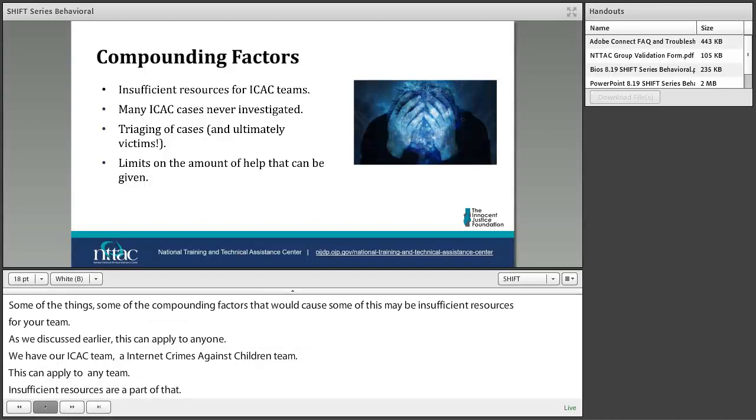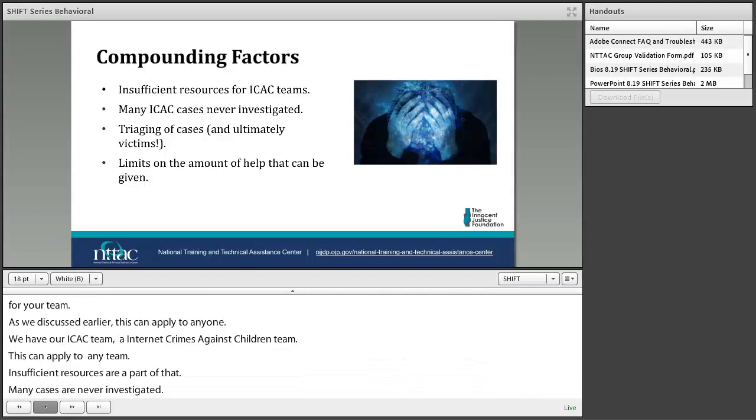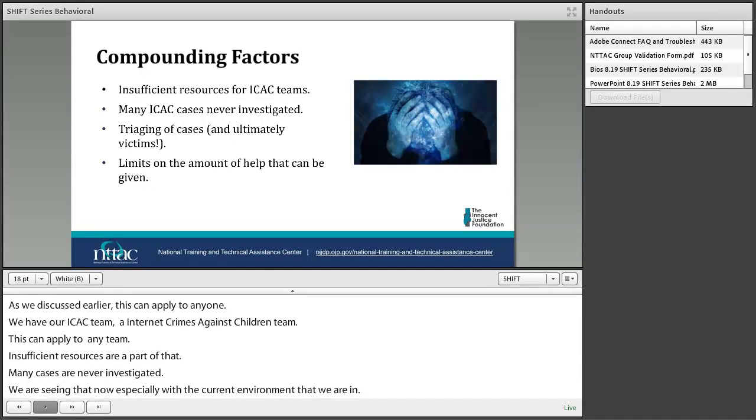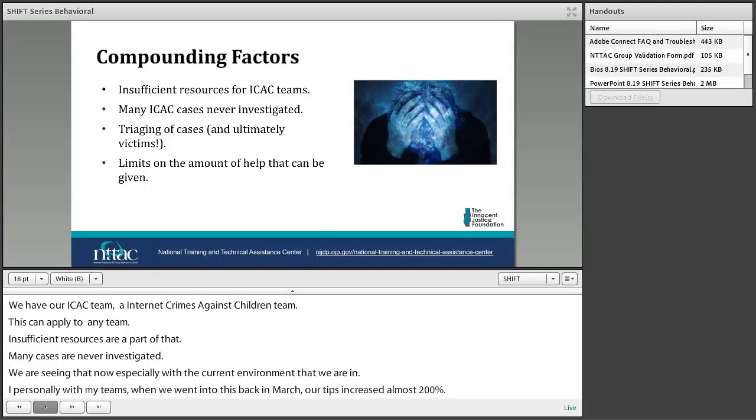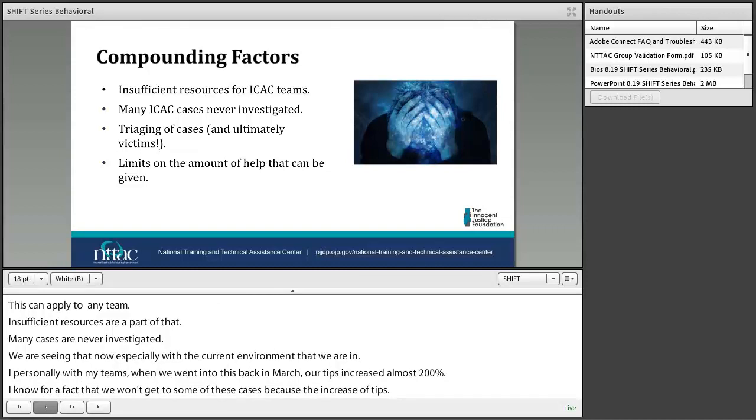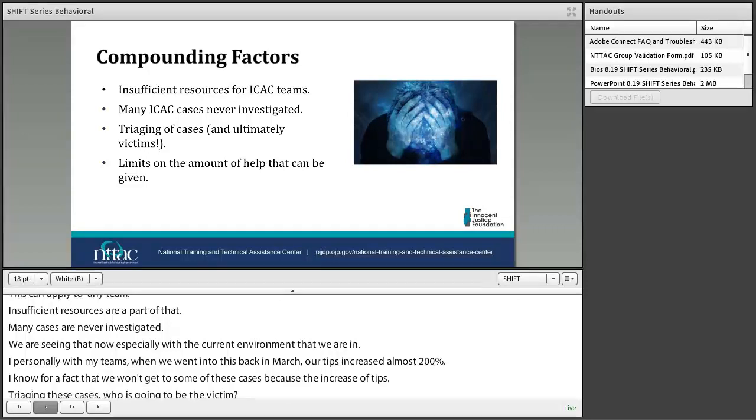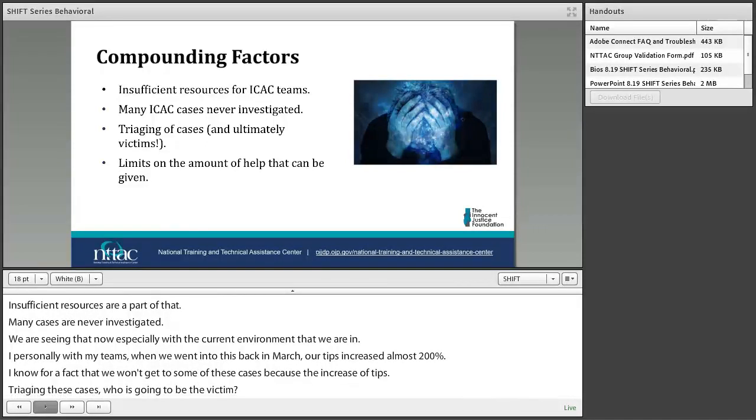I personally, with my teams, when we went into this back in March, our tips increased to almost 200%. And I know for a fact that we won't get to some of these cases because of the increase in tips. So again, triaging these cases and deciding who's going to be the victim. And working in ICAC cases, many times we think, well, it's that one case where we triage and it's only one image and we push it aside, and is that going to be the hands-on? And again, just triaging those cases and making the right decisions.